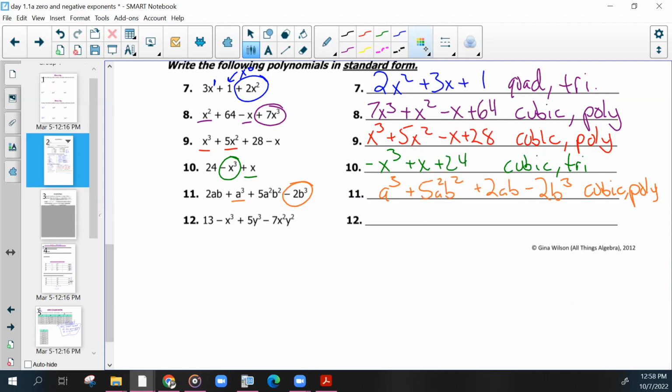And then for our last one, in ABC order, x would come first, and that is our highest exponent. And then decreasing order with our x's, we have negative 7x squared y squared. And then we don't have any more x's after that, so we can put our 5y cubed and then our 13. So this would be a cubic function again, and this would be a polynomial because there's 4 terms.